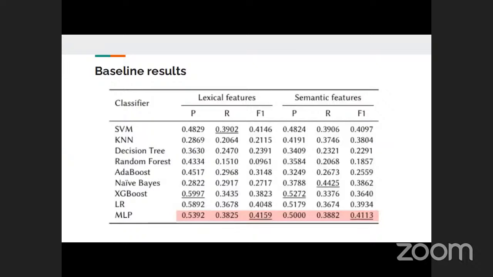In this table we have the results of the baseline models evaluated by the F1 score. The multilayer perceptron achieves the best scores in both feature sets, and the best performance was with the lexical features, the TF-IDF features.